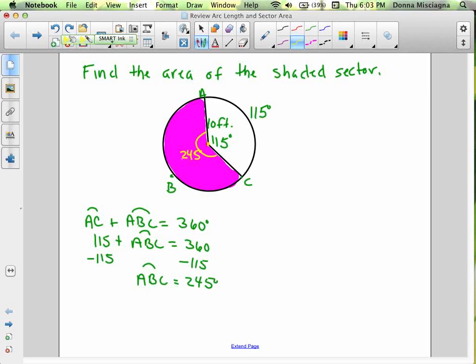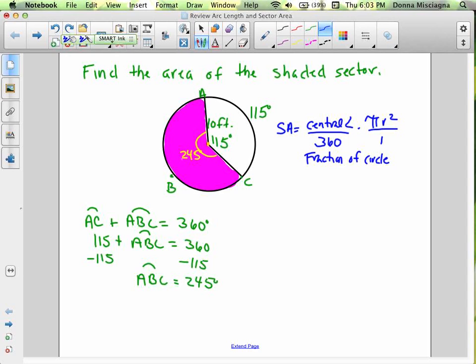Now that we know the measurement of the central angle, we can find the area of that shaded sector. Right? So as a reminder, sector area is central angle or the intercepted arc, they're exactly the same, over 360. This gives you the fraction of the circle times pi r squared over 1.